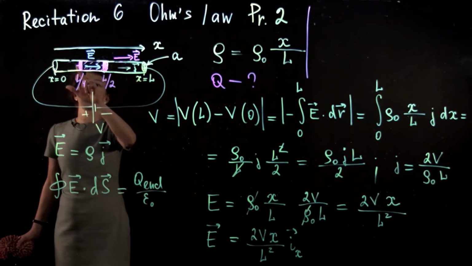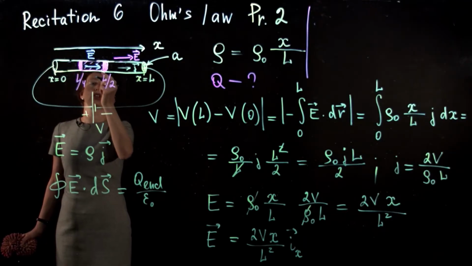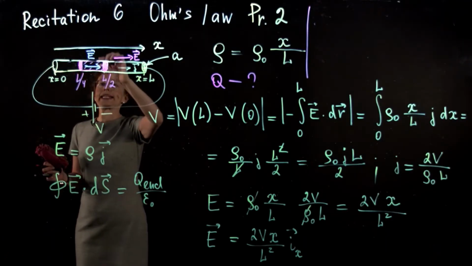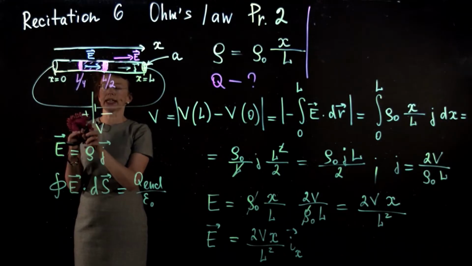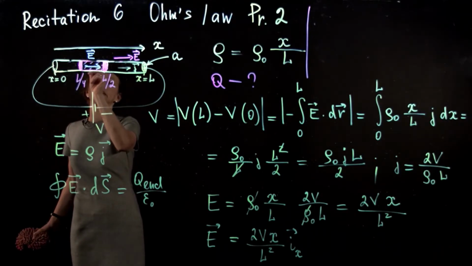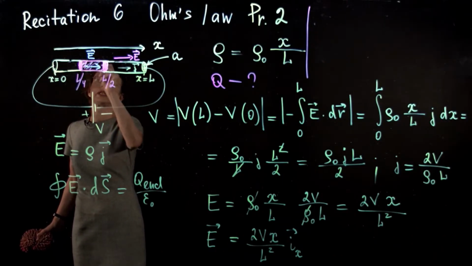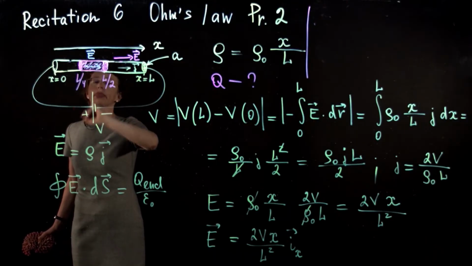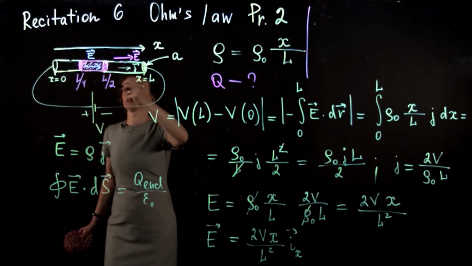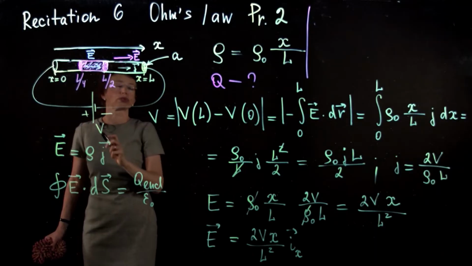So we need to find the flux of the electric field out of this cylinder. This is a cylinder. We need to find the flux out of this cylinder. This is A and this is A. So what is the flux through a curved surface?